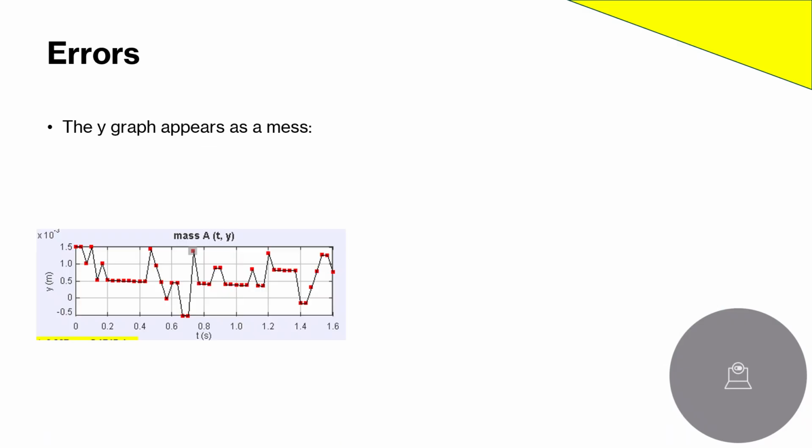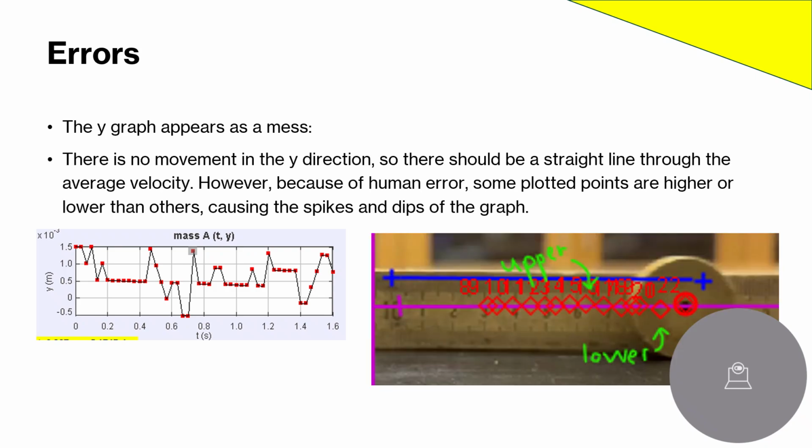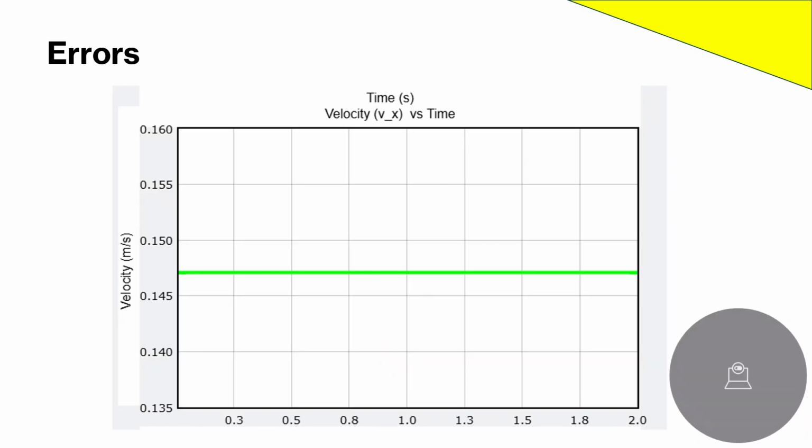Then we also have that our y graph is going to appear as a mess. And this is going to be because of the earlier dots that weren't placed exactly on the axis. This is because of human error. We see that some points are above the axis and others are below. But this graph should just be aligned because there are no forces acting in y, as we see in the computational model, where there are no peaks nor drops because the velocity is constant.